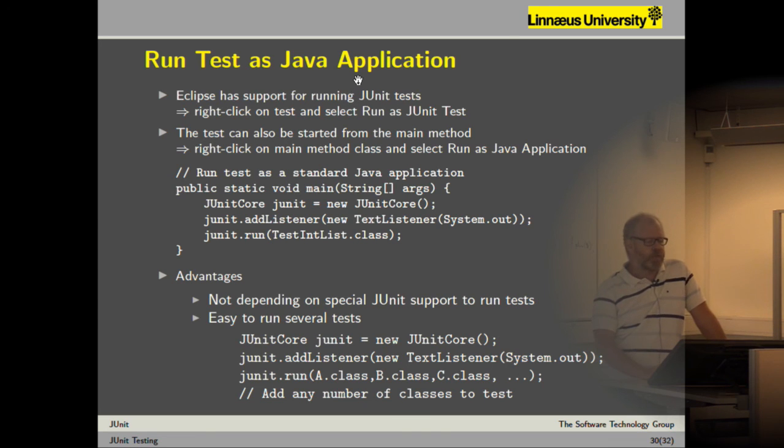In JUnit, I said it was straightforward. You can just right-click on the test and select Run as JUnit. If you're not using Eclipse, you can start your test from the main method like this. Here I have an ordinary starting point of a Java application, a main method, and there are some classes available in the JUnit library that can help you to run your test. So these 3 lines of code are starting the test of my test.int list class here. If you're using Eclipse, this is far easier, but if you're not using Eclipse, this is the approach to take.